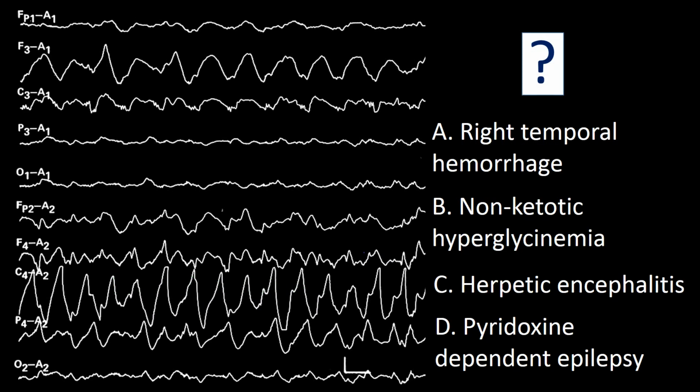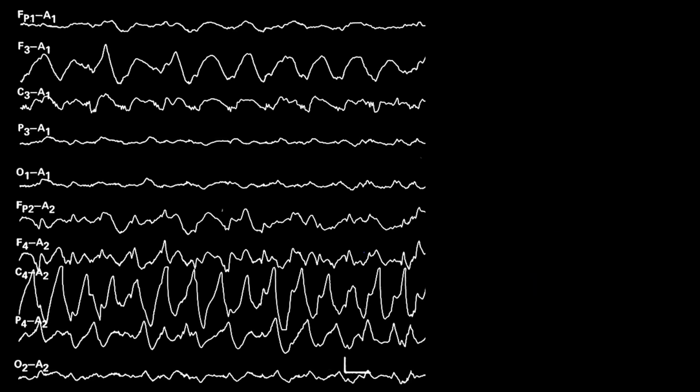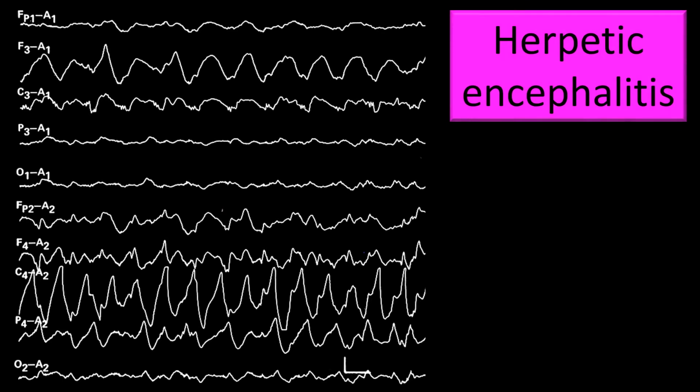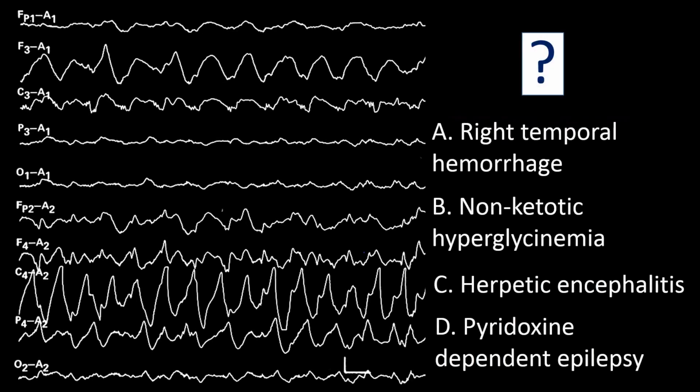Please look at this pattern and choose most appropriate answer. A, right temporal hemorrhage. B, non-ketotic hyperglycinemia. C, herpetic encephalitis. D, pyridoxine-dependent epilepsy. When considering how to answer a question, always read the answers presented to you. Focal epileptiform discharges is the classic EEG presentation of herpes encephalitis. Other conditions, such as hypocalcemia, hypoglycemia, and many others, can produce similar findings, but they are readily diagnosed by blood test. And in addition, they were not an option in this question. So the answer to this question is C.